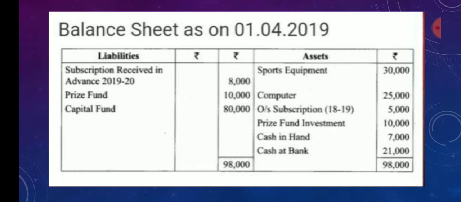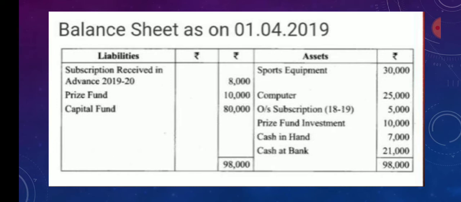What is the formula of capital fund? Opening capital fund equals assets at the beginning minus liabilities at the beginning. Assets 98,000 and liability side 18,000. We get 80,000 as the remaining value. So this remaining value is represented by the opening capital fund.